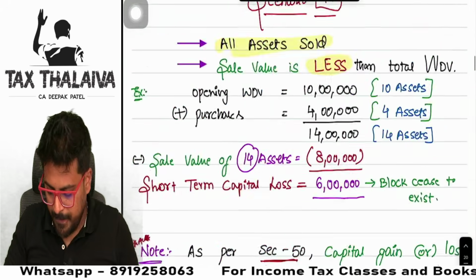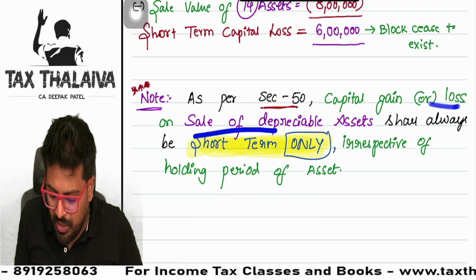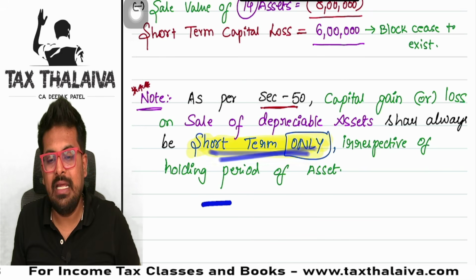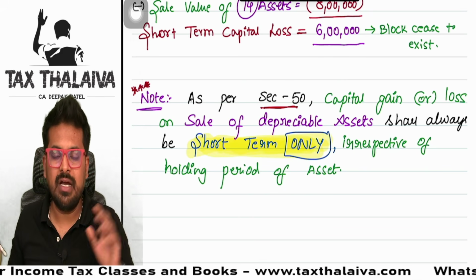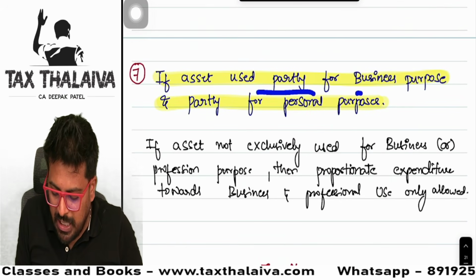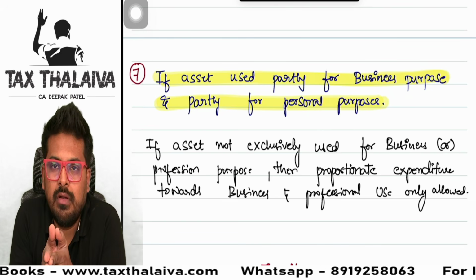I hope that is clear. As per section 50, capital gain or loss on sale of depreciable assets shall always be short-term only, irrespective of holding period of the asset. Next. If asset used partly for business purpose and partly for personal purpose, what will happen?